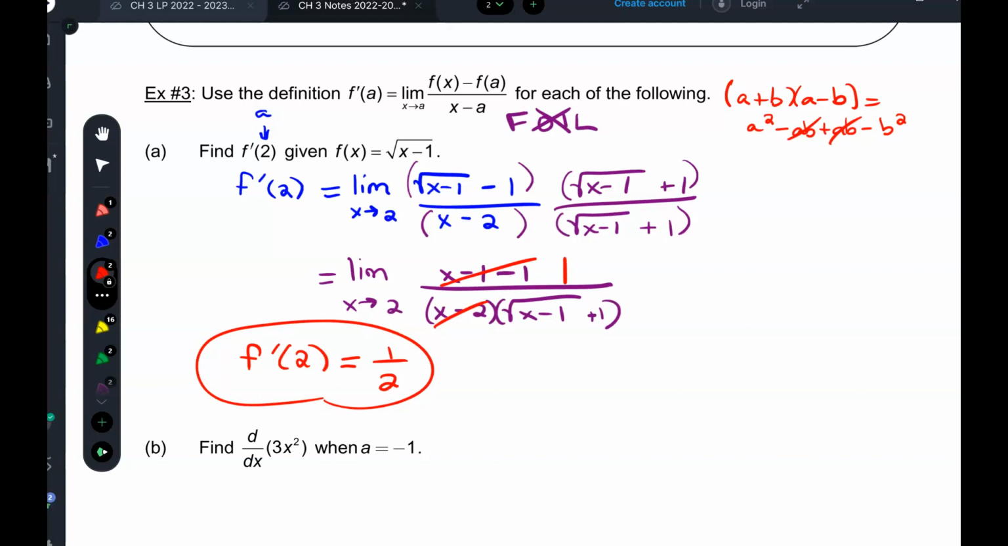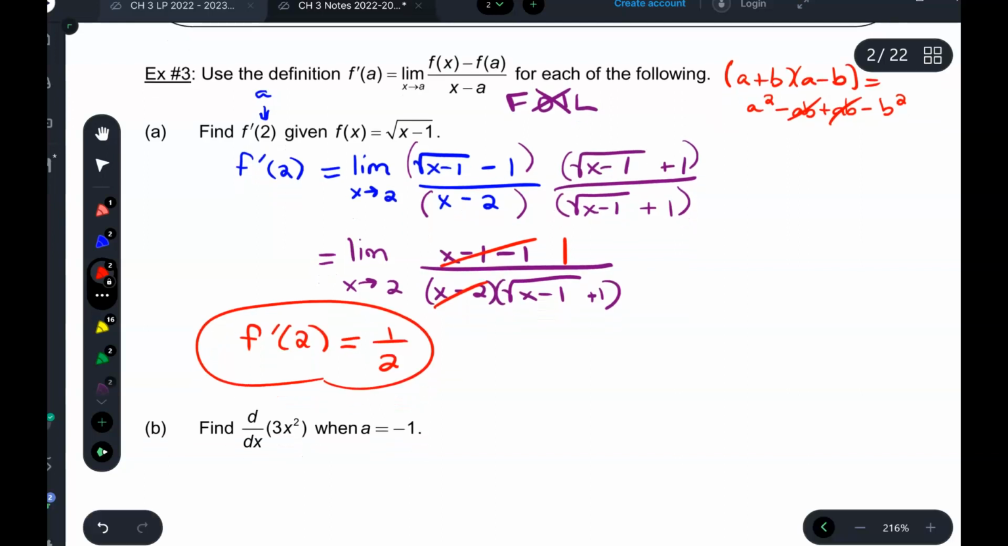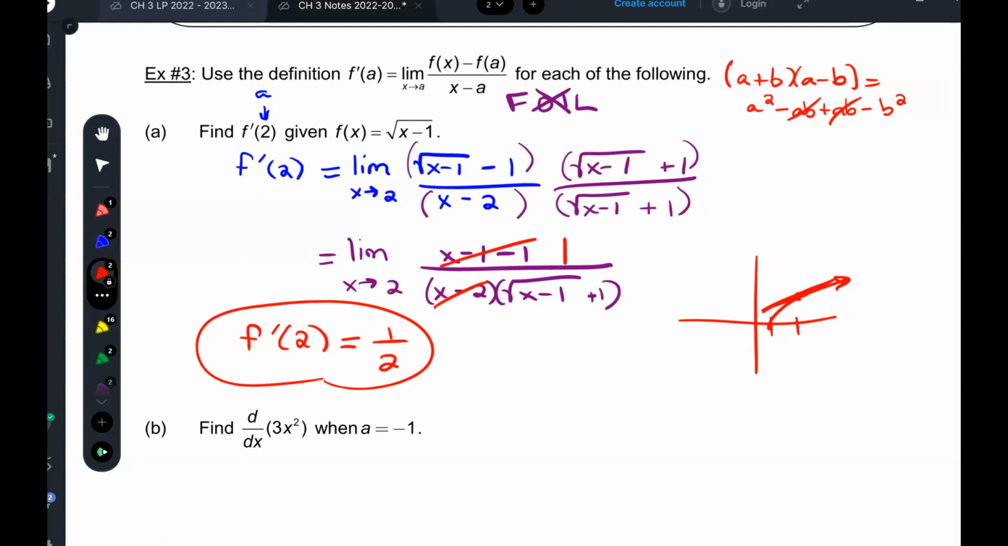Yeah, Mayan? So the f prime of 2 just stands for the derivative. That means the derivative when x equals 2 equals 1/2, right? Could you graph the function square root of x minus 1? Yeah, so that would just look like that. So they're saying at x equals 2, the slope is 1/2, okay? So we say the derivative when x equals 2 is equal to 1/2, which is the slope of that curve.